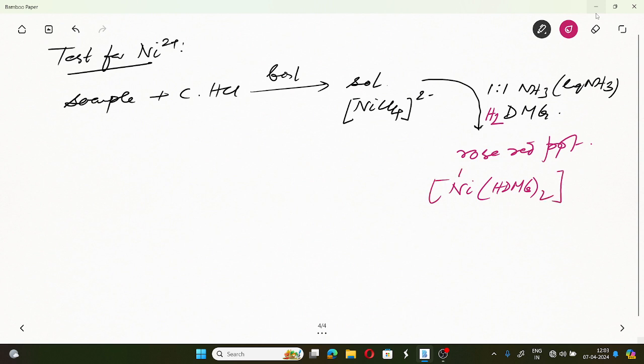So the rose red precipitate is due to this. But the medium has to be ammoniacal. Unless the medium is ammoniacal, the rose red precipitate will not be obtained.